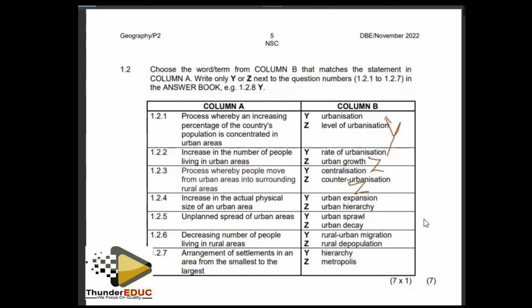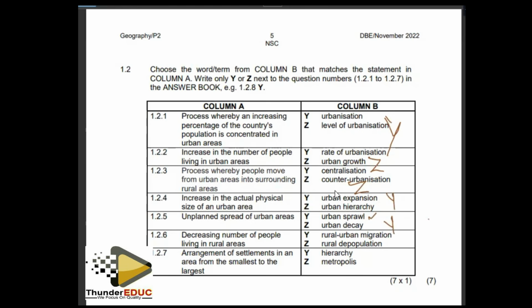Okay. 1.2.4, increase in the actual physical size. Actual physical size is urban expansion, which is Y. Okay. 1.2.5, unplanned spread of urban area. Unplanned, there is no shape, shapeless. It's urban sprawl. So the answer is Y.